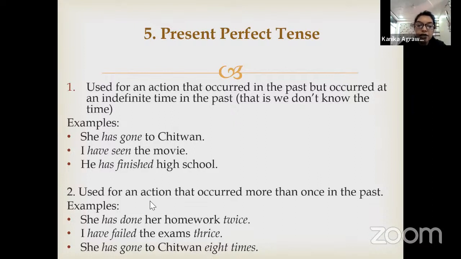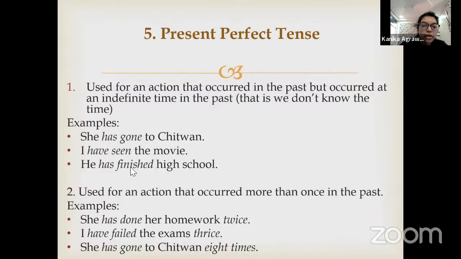Another is that it is used for an action that has occurred more than once in the past. Let's say she has done her homework twice. I have failed the exams thrice. She has gone to Chitwan 8 times. I have failed the car trials, let's say 2 times. Okay.